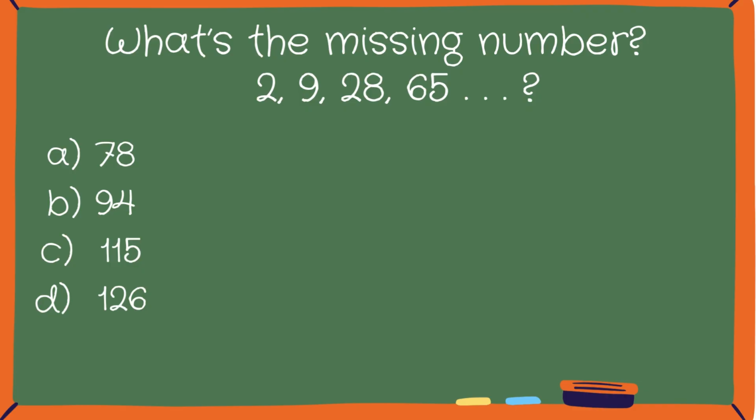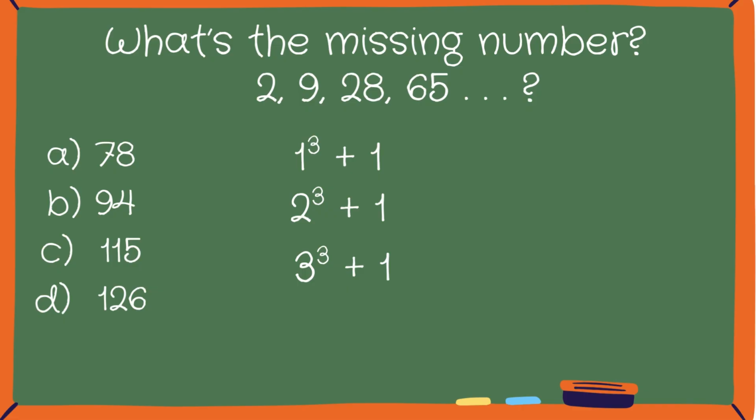Is it true that 2 is the same as 1 cubed plus 1? Well, 1 cubed is 1, plus 1 is 2, perfect. Is it true that 9 is 2 cubed plus 1? Yes, because 2 times 2 is 4, 4 times 2 is 8, plus 1 is 9. Is it true that 28 is 3 cubed plus 1? Because 3 cubed is 27, and 27 plus 1 is 28.